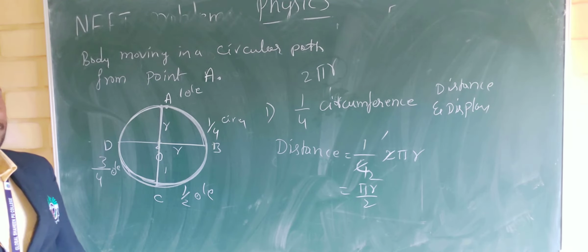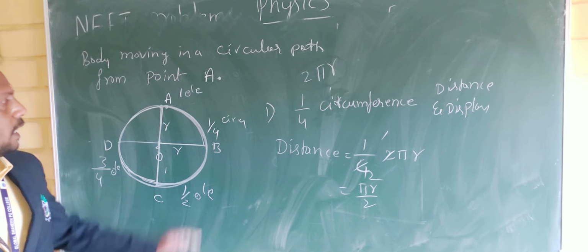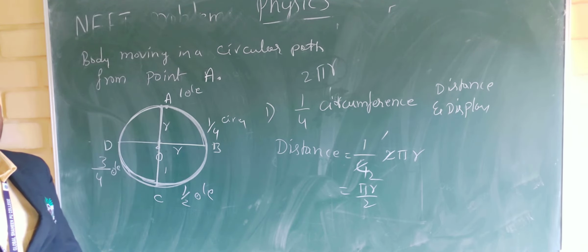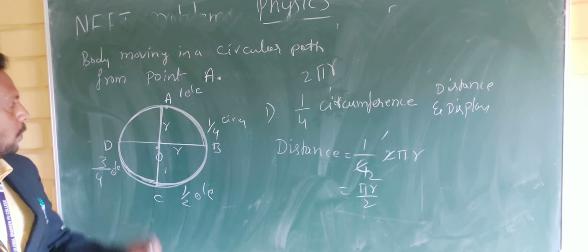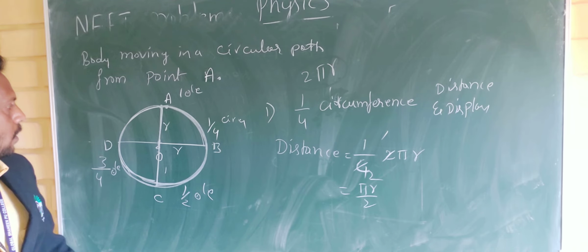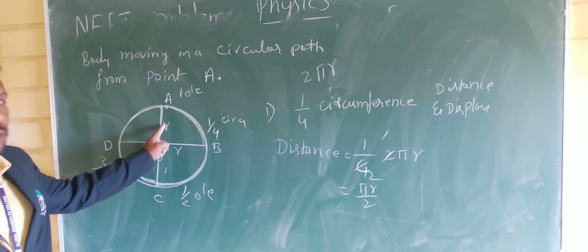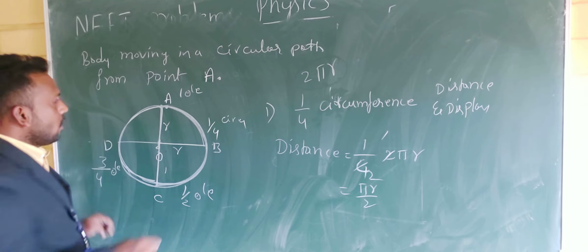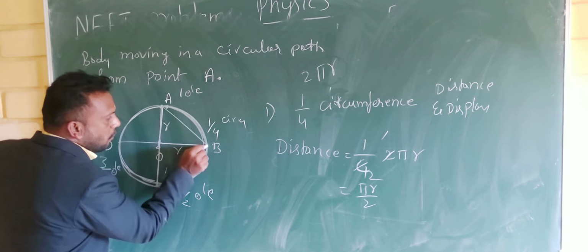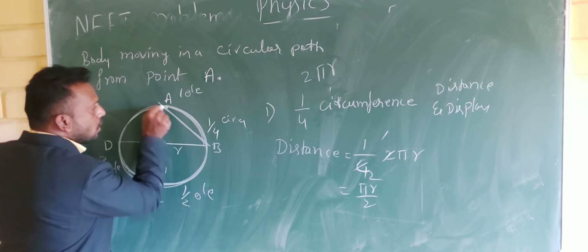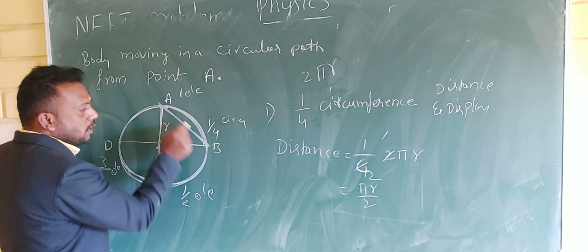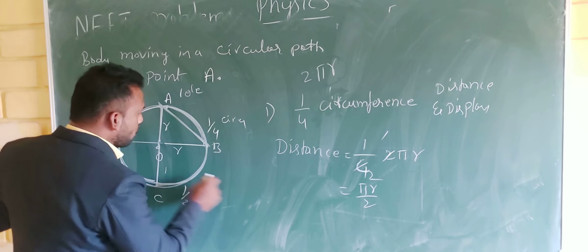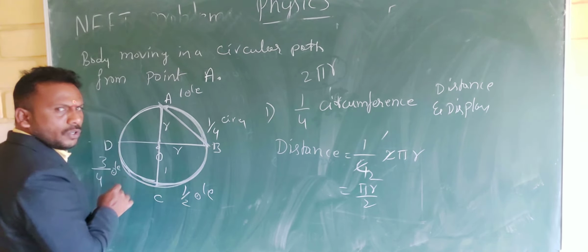What is the displacement? It is in a curved path. How do we calculate the displacement of the particle? This is r, this is r. The shortest distance between the initial and final position is like this. This is the displacement. AB is equal to displacement.